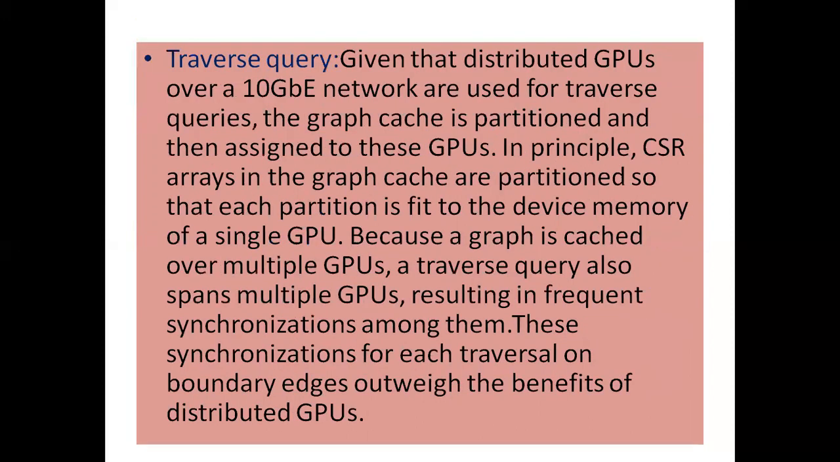Second one, traverse query. Given that distributed GPUs over a 10 GbE network are used for traverse queries, the graph cache is partitioned and then assigned to these GPUs. In principle, CSR arrays in the graph cache are partitioned so that each partition fits the device memory of a single GPU. Because a graph is cached over multiple GPUs, a traverse query also spans multiple GPUs, resulting in frequent synchronizations among them. The synchronizations for each traversal on boundary edges outweigh the benefits of distributed GPUs.